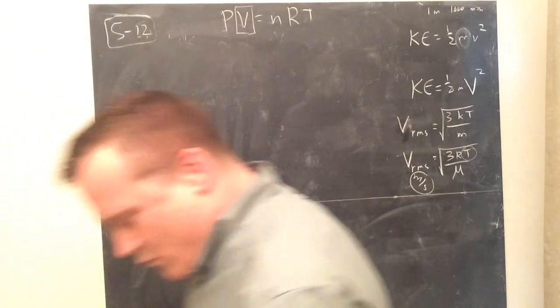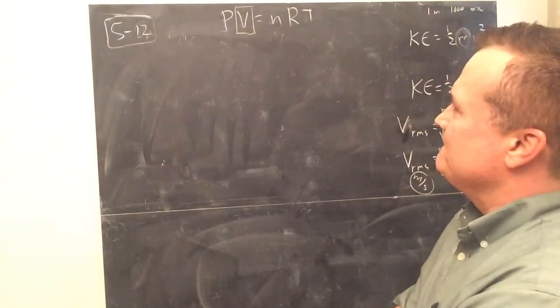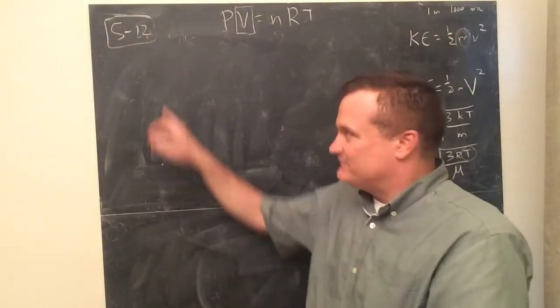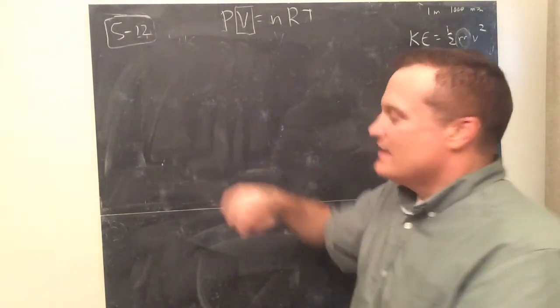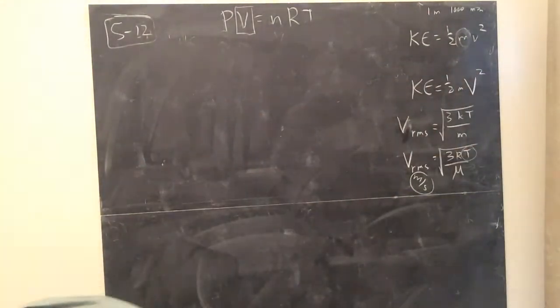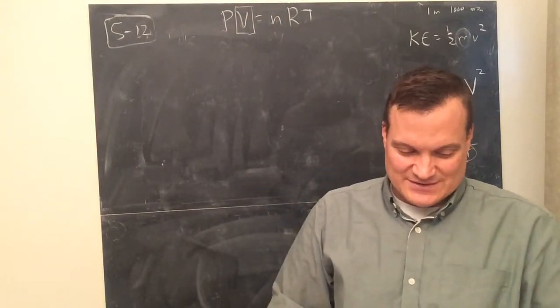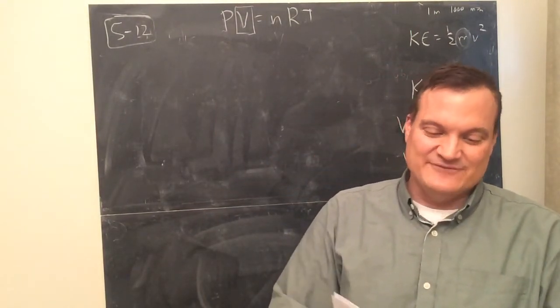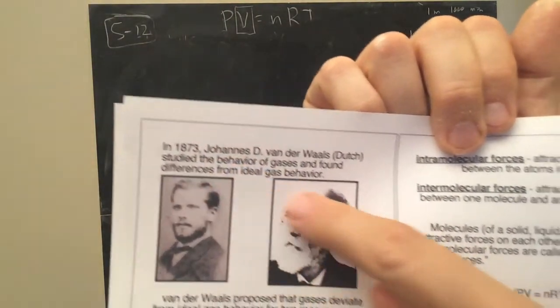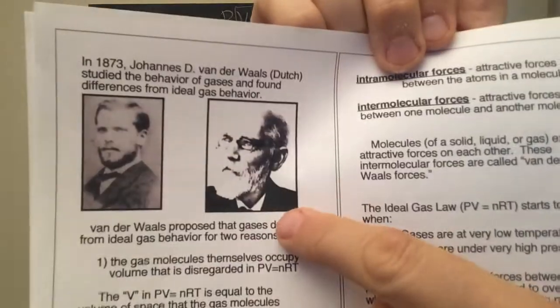So what happens is this. Okay, and I'm going to 512. I was actually at 511, but they're kind of together. This scientist, van der Waals, what a last name is that? Van der Waals. Johannes D. van der Waals. And there he is right there, van der Waals. There he is younger, and there he is a little bit older.